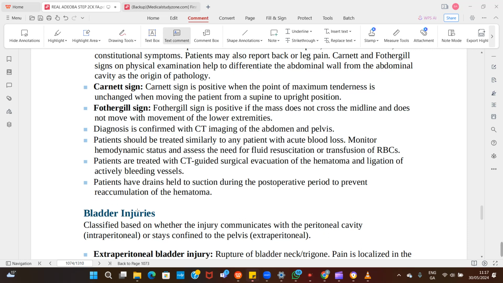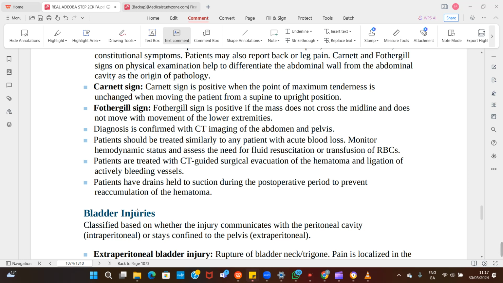So the first is the Carnett sign. So Carnett sign just means that you are trying to demonstrate that the bleeding is confined to the rectus muscle and the rectus sheath, and you don't expect it to change with body movement or contraction. So what you do is that the patient lies supine initially, and you tell the patient to sit upright. So the patient lies supine, then sits upright.